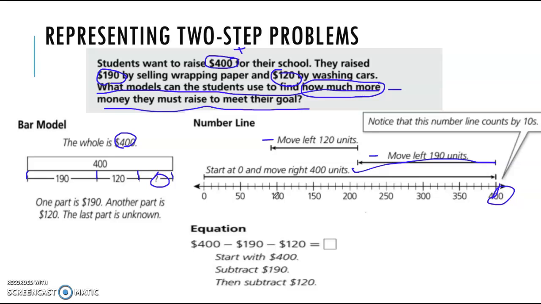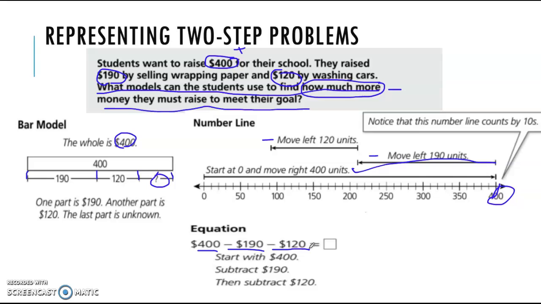And finally, doing an equation. Again, equations might seem like they're the hardest thing to do, but if you start from the beginning and work your way through the problem step by step, you can set it up perfectly. So I started with the 400 that they wanted to fundraise. I subtracted the 190 from the wrapping paper, and then finally I subtracted the 120. Step by step, you're able to set up your equation perfectly.